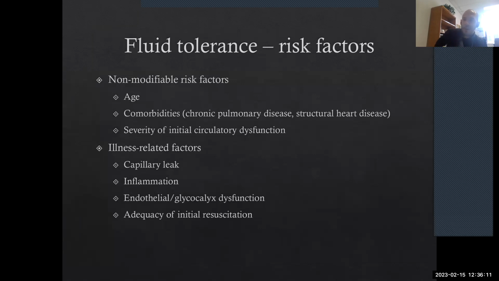And so when we talk about fluid tolerance or intolerance, what are some risk factors? Well, the non-modifiable ones are age. With increased age comes a lower fluid tolerance limit, comorbidities such as chronic pulmonary disease or structural heart disease, and the severity of initial circulatory dysfunction. Do they have some severe dysfunction in terms of glycocalyceal damage, oncotic membranes, things like that? And then with regard to illness-related factors, capillary leak, inflammation, endothelial damage, and then adequacy of initial resuscitation. We know that effective early initial resuscitation improves outcomes compared to not.